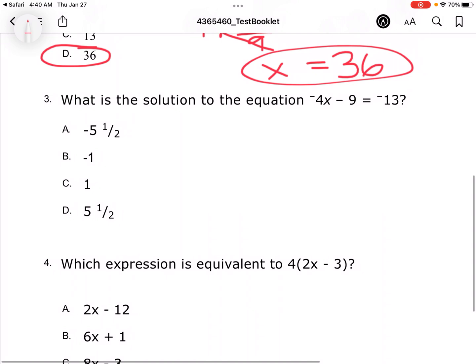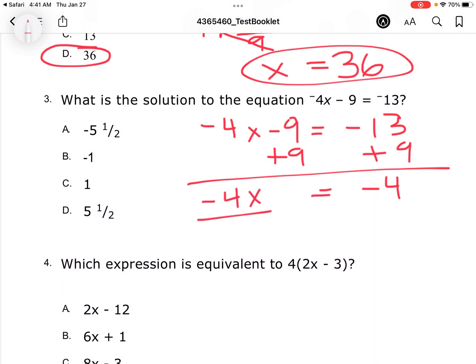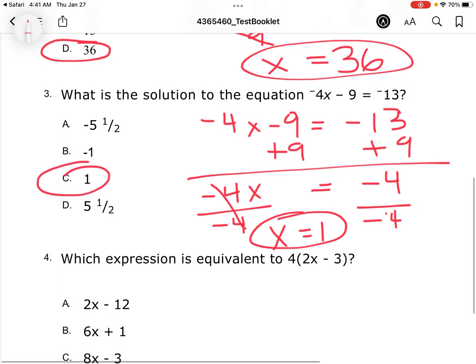All right, now we get into some negative numbers. So negative 4x minus 9 equals negative 13. So I'm going to add 9 to each side. So I've got negative 4 equals negative 4x. So I'm going to divide by negative 4. A common error that I'm seeing from some of you is that you're dropping the negative sign. So when you've got that negative 4x, that negative sign goes with the 4. Negative 4 divided by negative 4 leaves me with just x. Negative 4 divided by negative 4 is positive 1. So you should have gotten C.